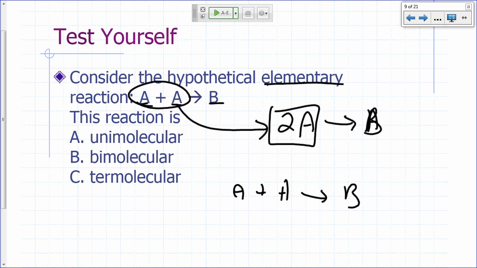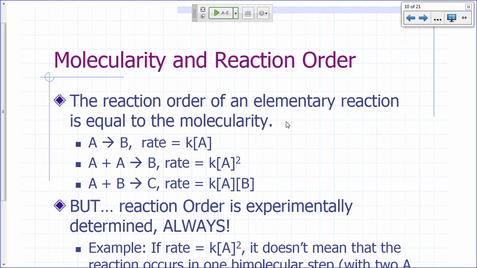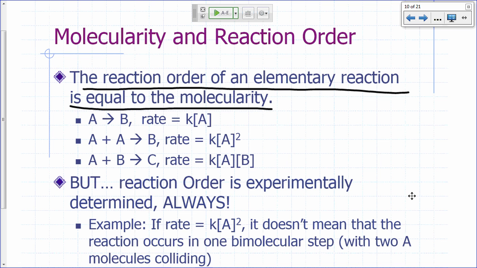Okay, so the fact that I call this an elementary reaction means I'm proposing that in this particular case, two molecules of A collide to give you a molecule of B. Okay, so that's a bimolecular step, a bimolecular reaction. Now, how is molecularity related to the reaction order? The reaction order of an elementary reaction is equal to the molecularity.